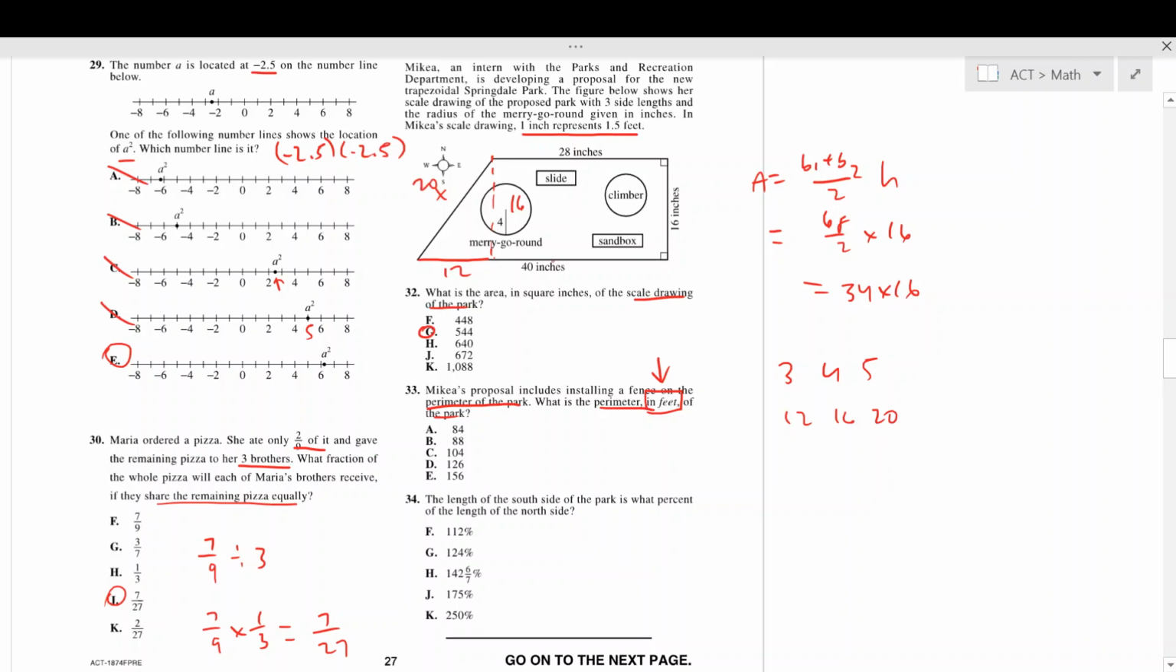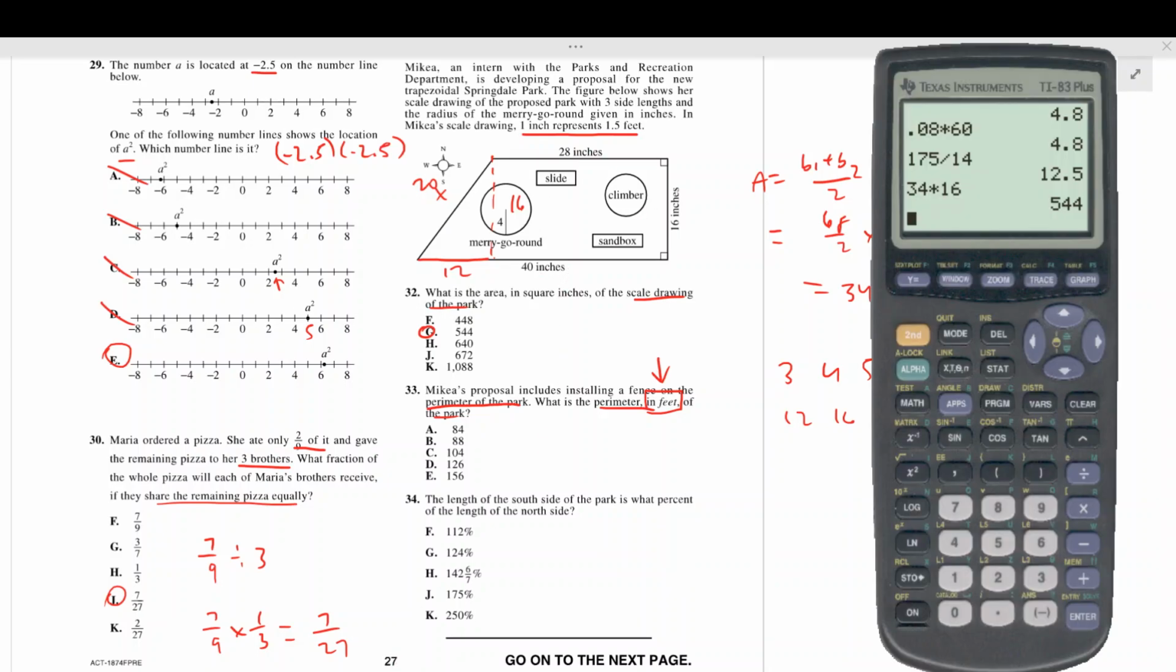So the perimeter of the scale drawing would be 20 plus 28 plus 16 plus 40. Then you need to remember that this is in inches of the scale drawing, and we want feet. 1 inch represents 1.5 feet, so we multiply by 1.5 to get the dimensions in the real world, and that's 156.